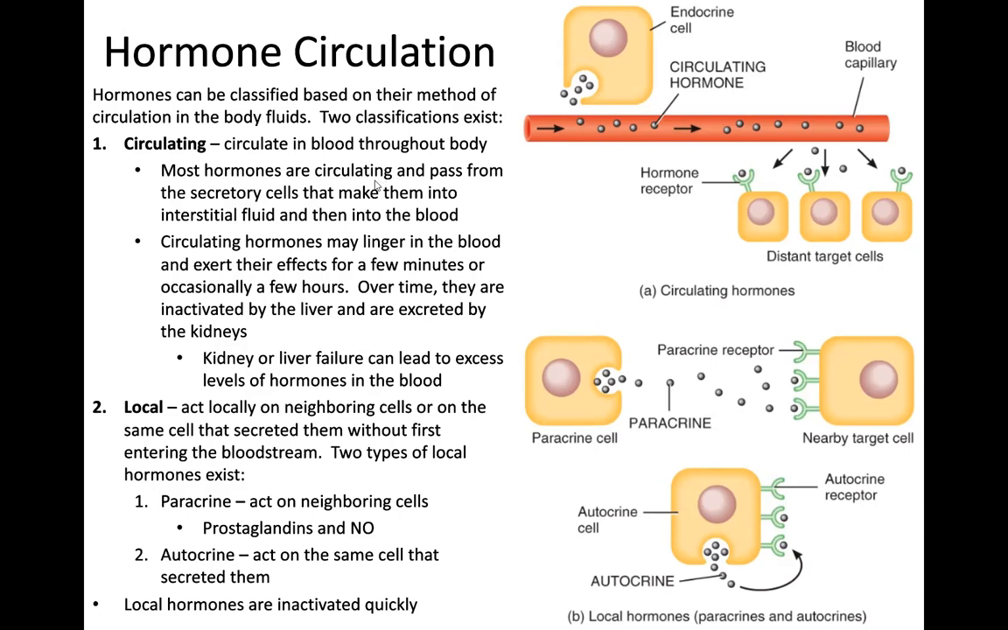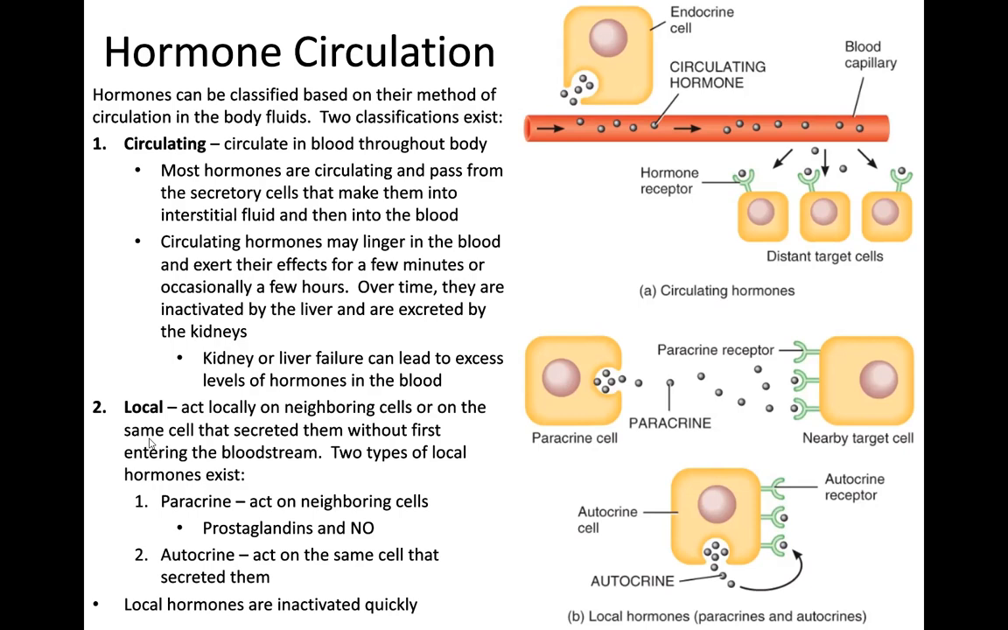I've already been telling you this, but hormones are generally released from the cell into the interstitial fluid and then picked up by the blood, where they're then carried to distant target cells. I just said that's not always the case. That's what local hormones would fall into. I'll get to those in a second. Circulating hormones can linger in the blood and exert their effects for a few minutes or occasionally a few hours. However, over time, they become inactivated by the liver and will be excreted by the kidneys, unless you have kidney or liver failure, which can lead to excess levels of hormones in the blood.